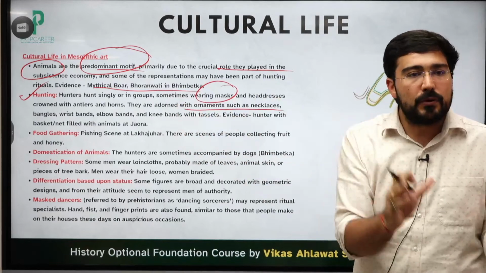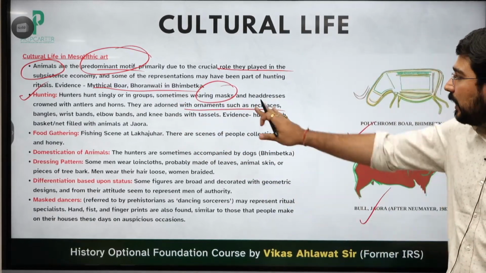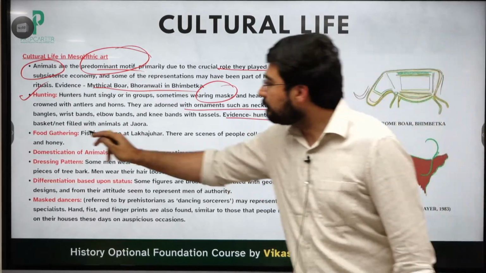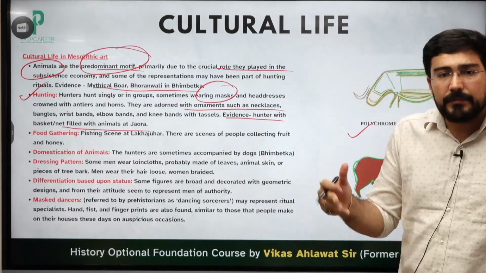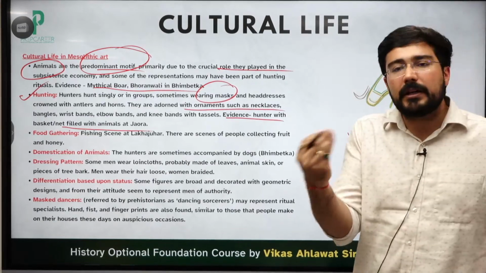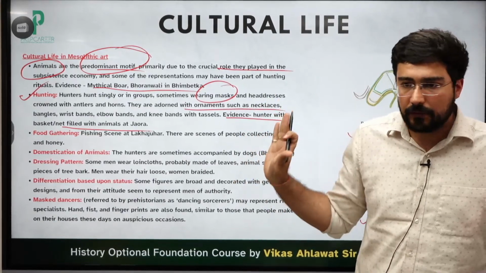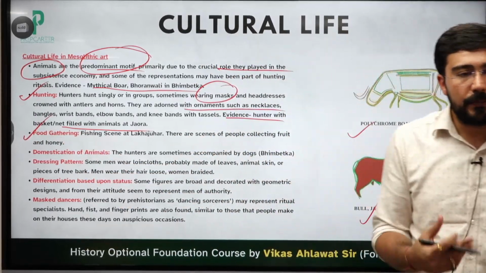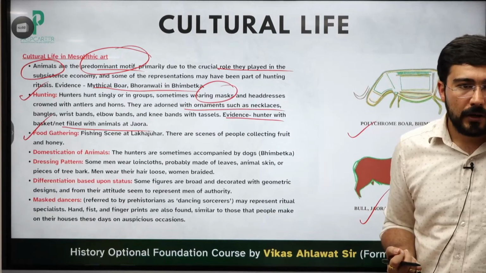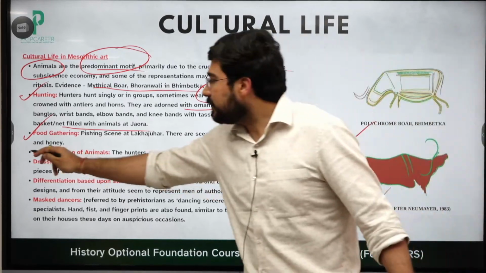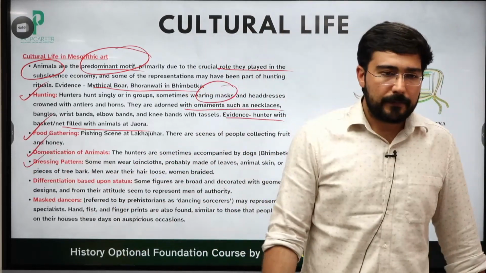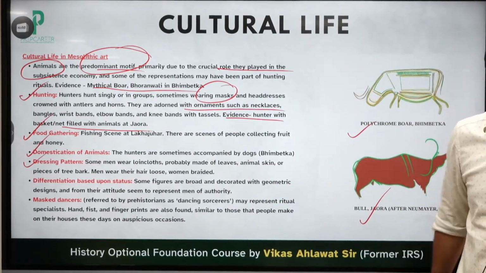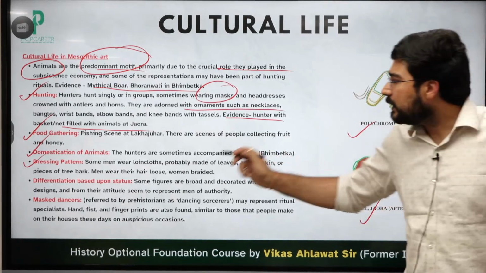That who would be influential and who would be weaker. Like you see here, they are adorned with ornaments, necklaces, etc. So this shows that hunting becomes important and somebody is giving a certain kind of direction. Someone is directing them. Food gathering. This is also a theme. People are going and gathering food. Next, domestic we have covered. Dressing pattern. Different types of clothes, or different types of representation, not specifically clothes.